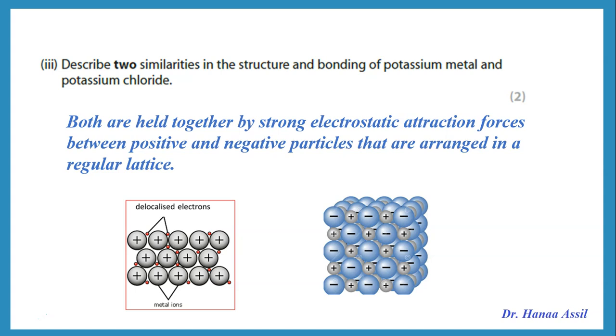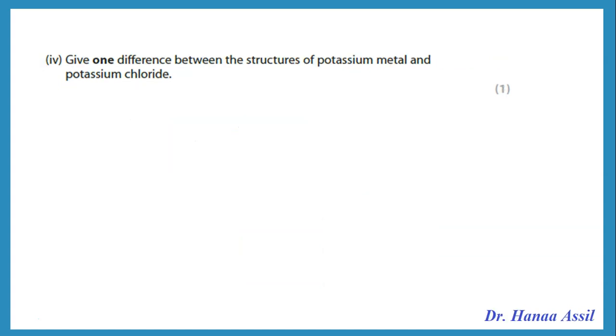And in both cases, these are arranged in a regular three-dimensional lattice. So when we say metals have regular rows of positive ions, this is regarded as a regular lattice. The ionic compound has a three-dimensional crystal lattice with alternating positive and negative ions.